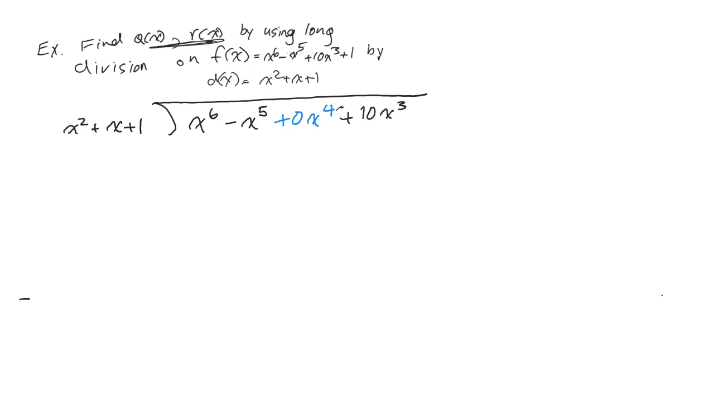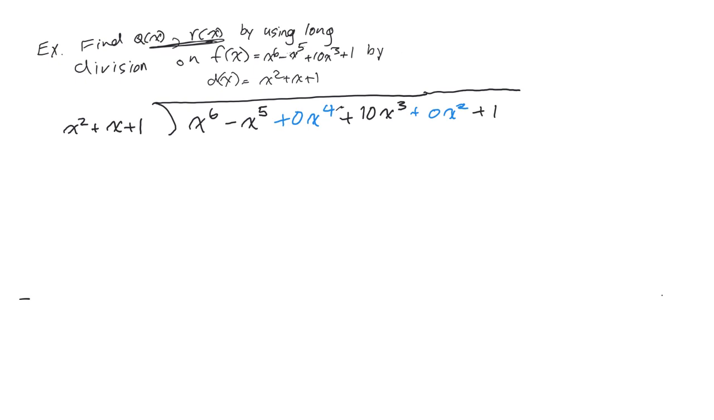And now remember, we also have no x squared term. So we're going to have to put plus 0x squared. And then we end up with 0x squared plus 1. So now here's how we solve this problem.